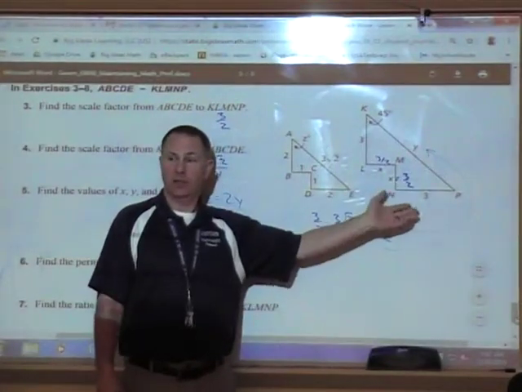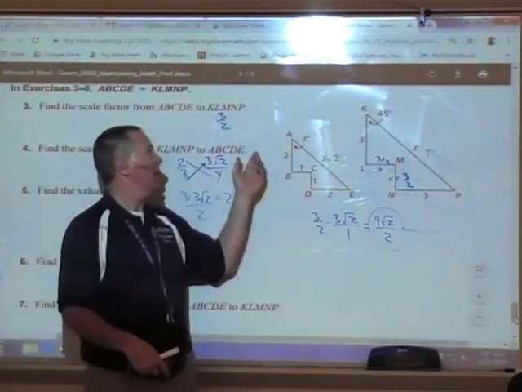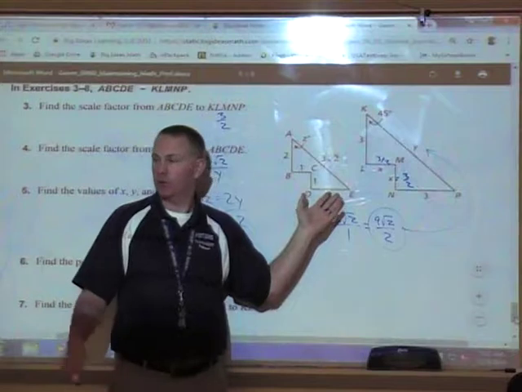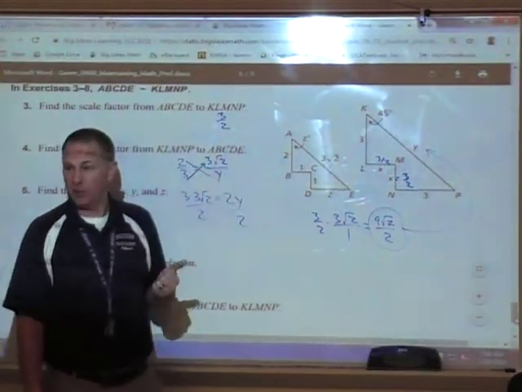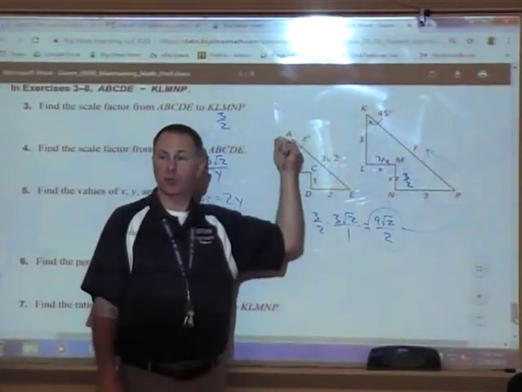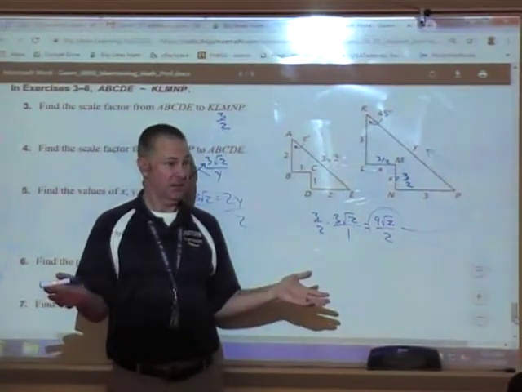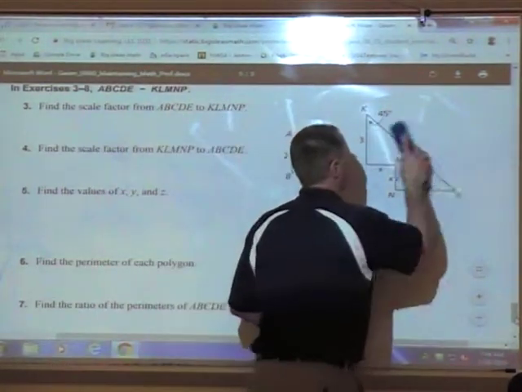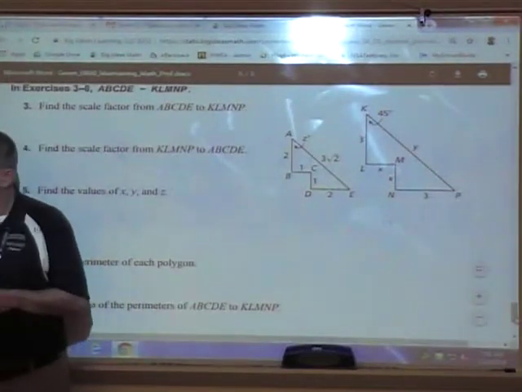One, how do you find it? Set one side length over the other, and then ask yourself, am I going small to large? If I'm getting bigger, then I need to make sure my scale factor is bigger than 1. If I'm getting smaller, and they put arrows in the book, then I put the smaller number on top. Think of it that way. If I'm getting larger, the larger number goes on top. If I'm getting smaller, the smaller number goes on top. Is that easy? For scale factor? Okay, good. All right. Let's go ahead and look at perimeter.